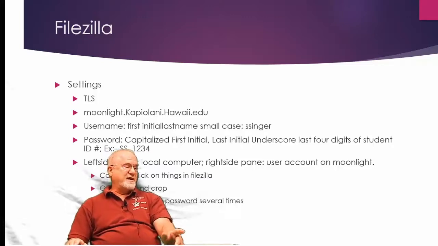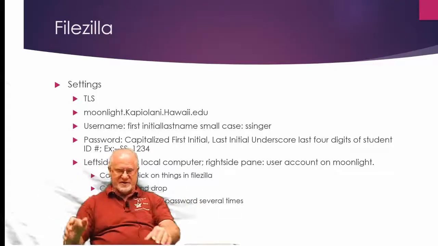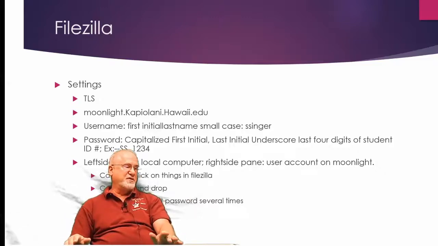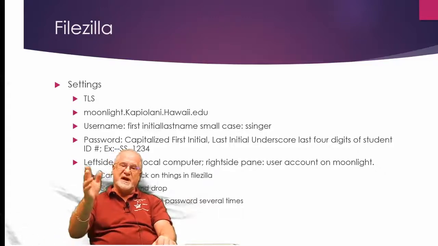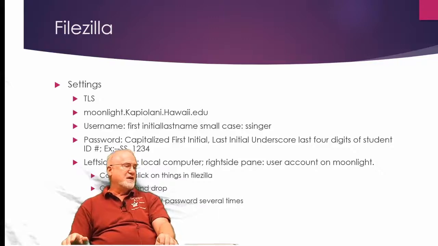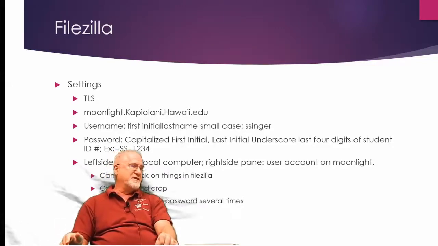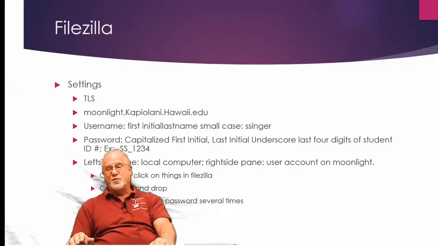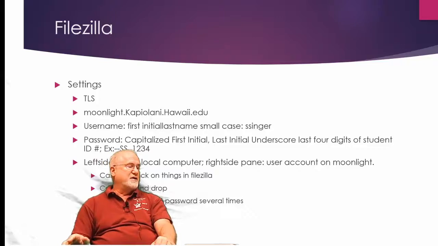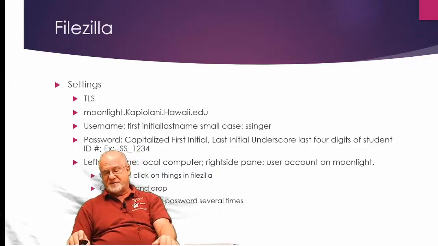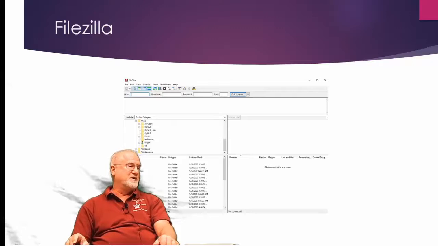On the left side pane, we're going to take a look at this in a little bit, is going to be your local computer. The right side pane is going to be your user account up on Moonlight. And it works very nicely. I mean, you can right click on things in FileZilla and you'll get a little shortcut menu telling you what you can do. You can drag and drop. You're probably going to need to insert your password several times. By the end of this class, you will know the last 4 digits of your student ID number.